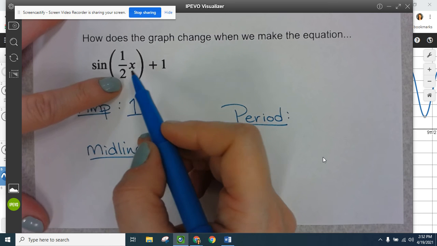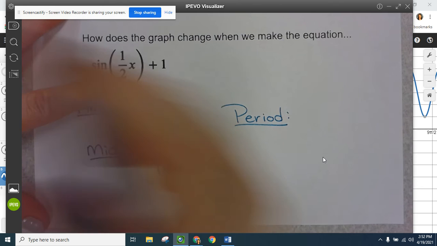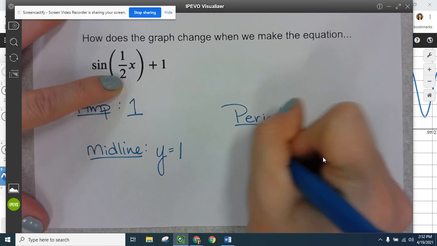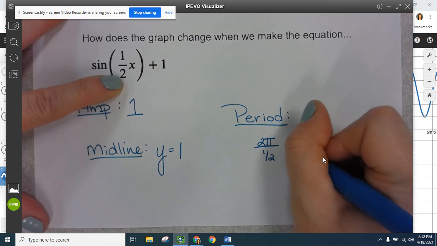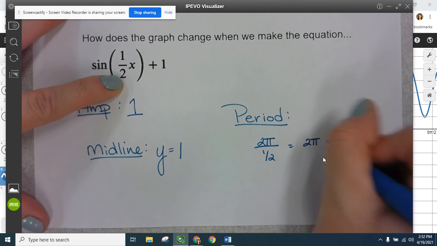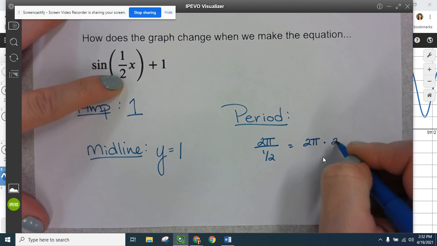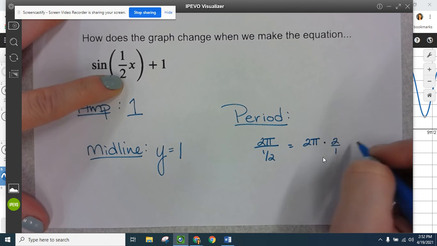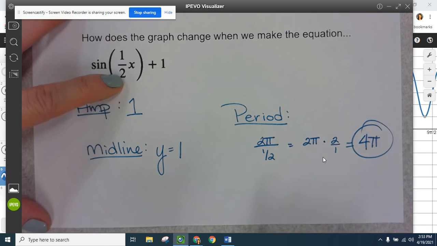And now this tells me I'm doing half of what I do normally in 2 pi. So I have 2 pi, but I'm only going to get through half of my function in 2 pi. This is the same thing as saying 2 pi multiplied by the reciprocal of my fraction, 2 over 1, which means our period here is 4 pi.